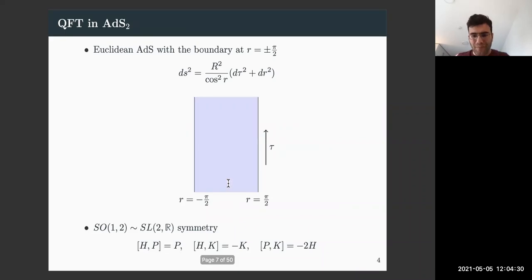Let me quickly review some basics of quantum field theory in AdS and set the notations. So we study Euclidean AdS with the boundary at rho equal to minus pi over 2 and plus pi over 2, with this metric, you can see here. AdS2 has SO(1,2) symmetry, which has SL(2,R) algebra, as you can see here with these commutation relations. And the Hamiltonian here is the same as the dilatation operator as the Killing vector is in the time direction.